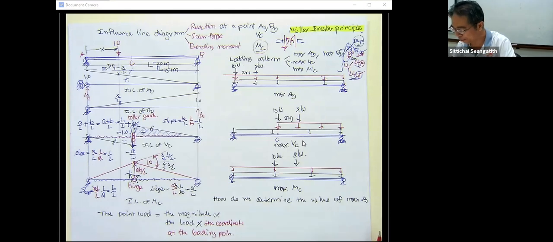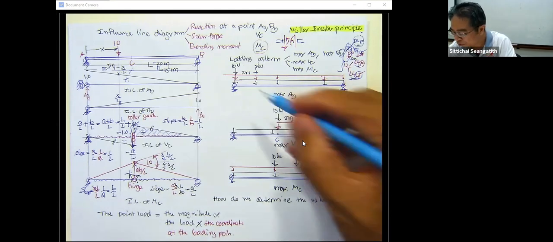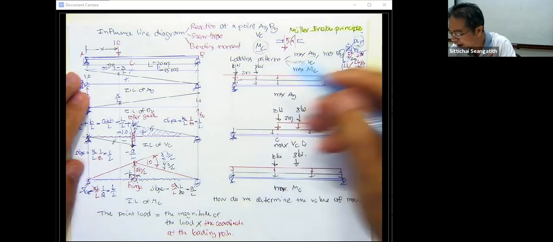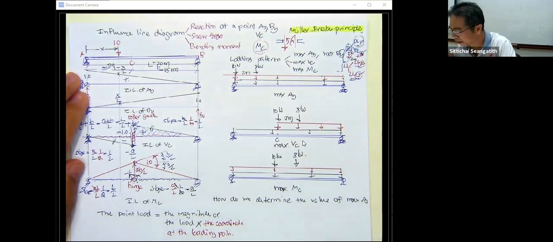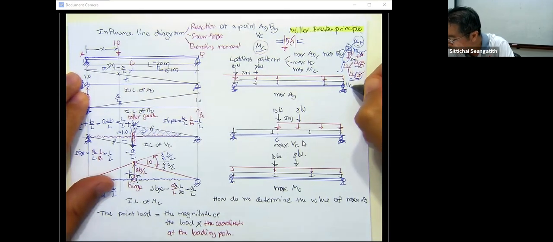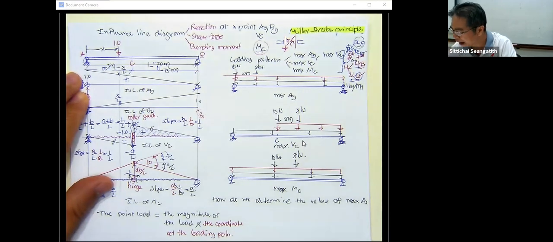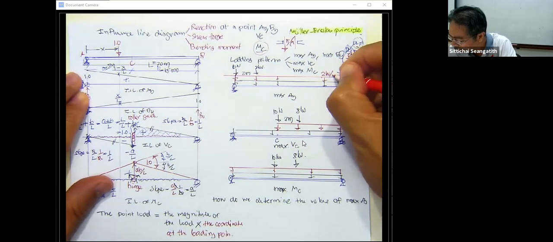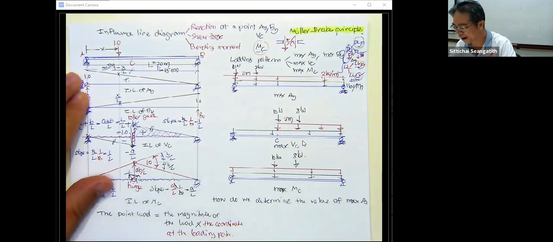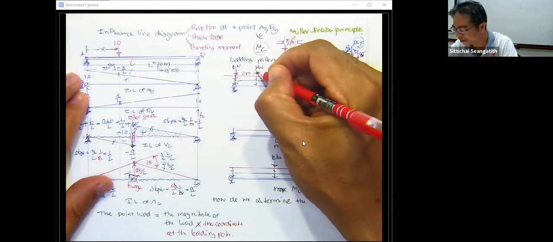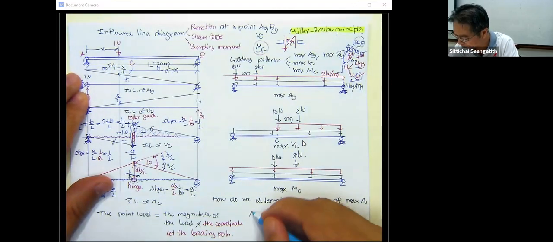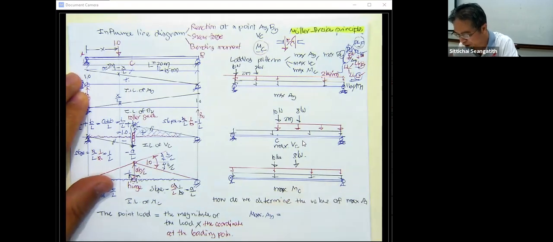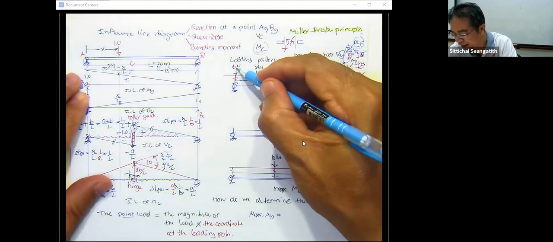For example, let's say the dead load is going to be 1 kilonewton per meter, and the live load is going to be 2 kilonewton per meter. Okay, and then this is 10 kilonewton. This is 8 kilonewton. Let's say for the maximum A sub y, from what? From the point load. That means from the 10 kilonewton.